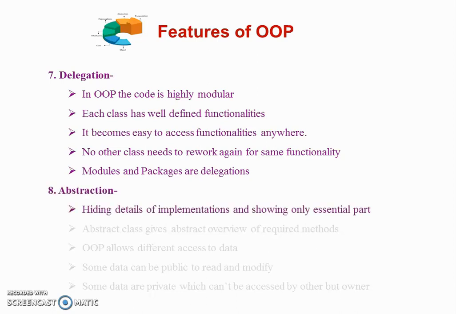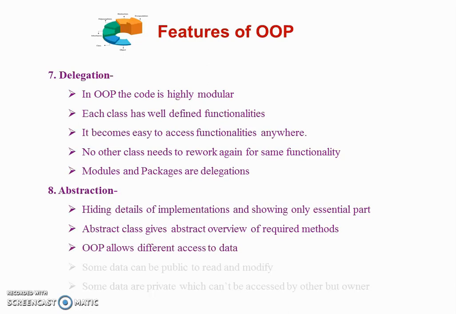Data abstraction refers to the process by which data and functions are defined in such a way that only essential details are revealed and it hides the non-essential part. So hiding the details of implementation and showing the essential part is known as data abstraction. An abstract class gives an abstract overview of the required methods.